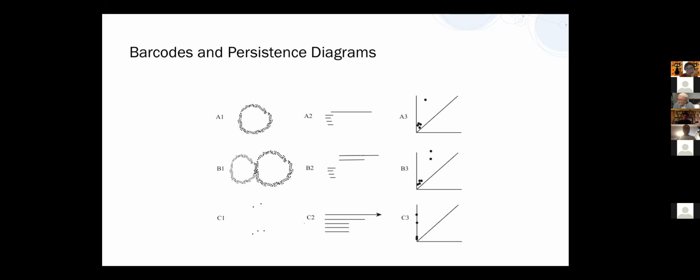C3 is a cluster decomposition. This is a Betti 0 barcode, where all the bars start at 0, and they become longer and longer. So anyway, that's a translation between the various ways of looking at things. And the example I'm going to describe for you will use the persistence diagram view.